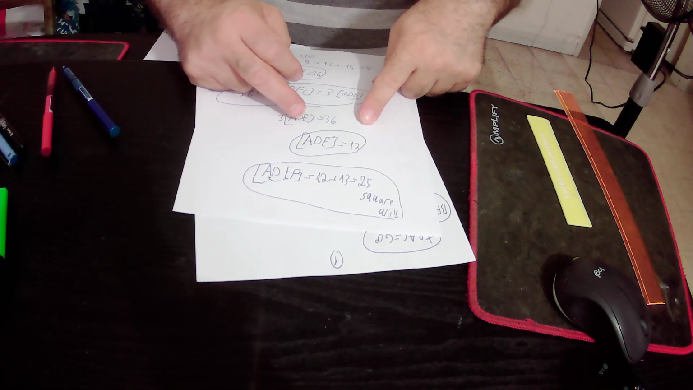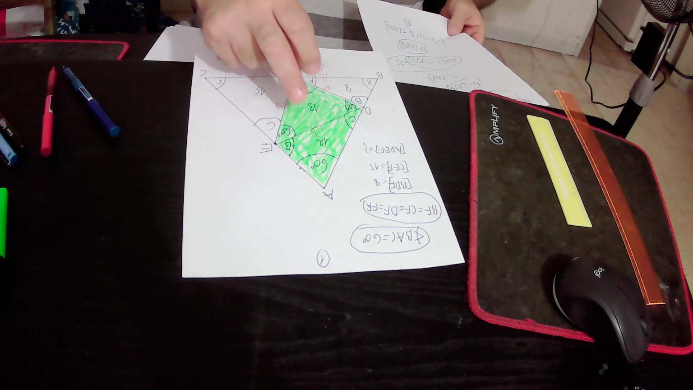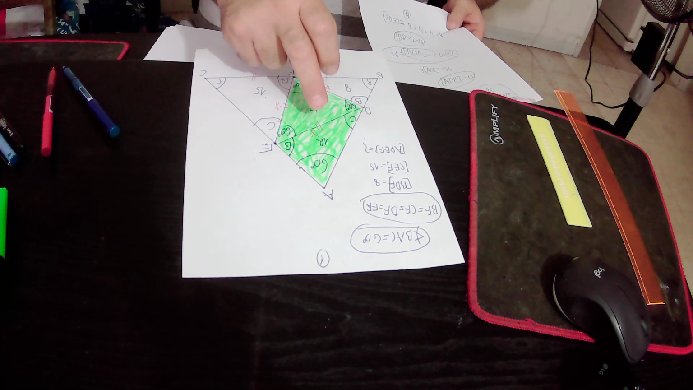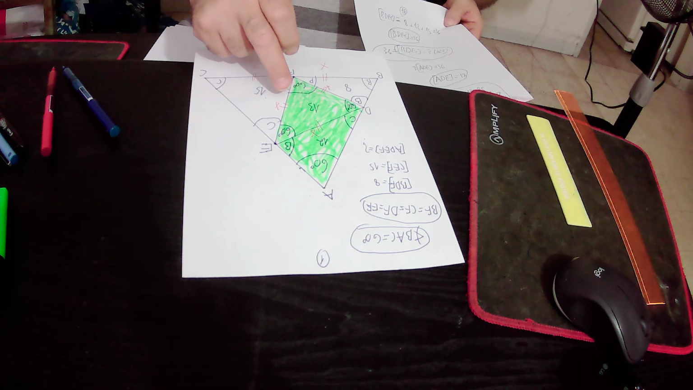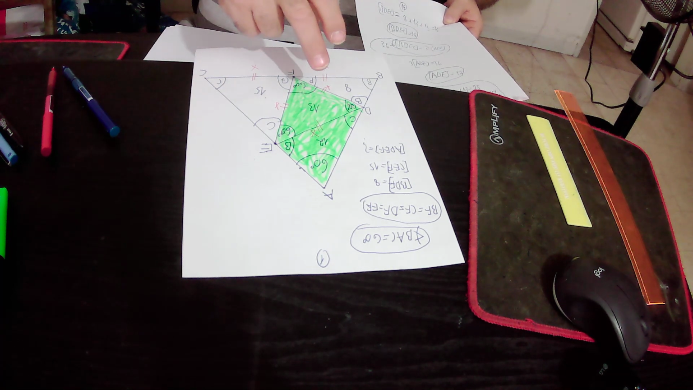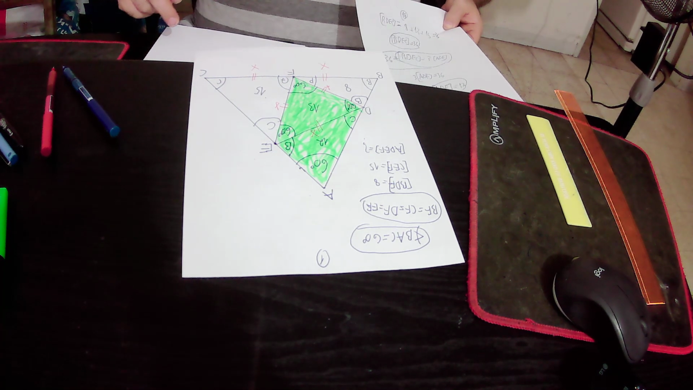So the area of the green shape equals the area of triangle ADE, that is 12 square units, plus the area of triangle BEF, that is 13 square units. So in total the area of the green shape equals 12 plus 13, that is 25 square units. Okay, the area of the green shape equals 25 square units.